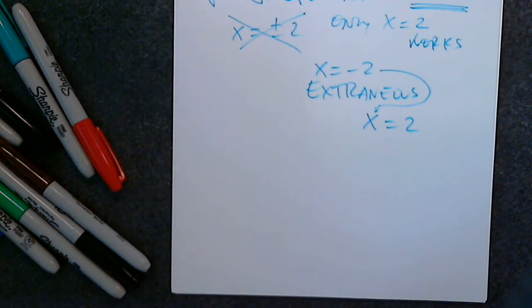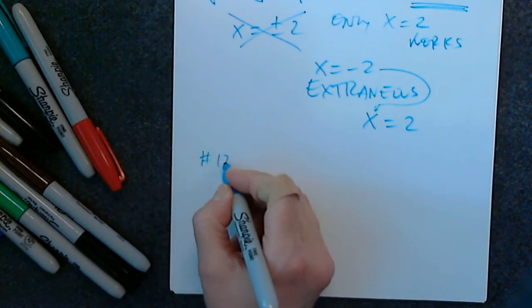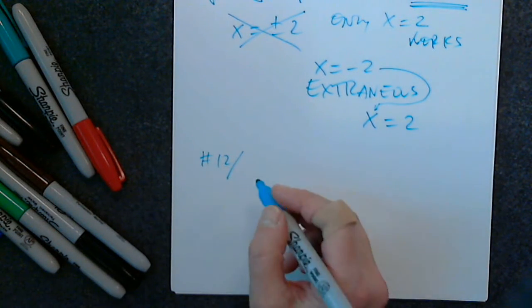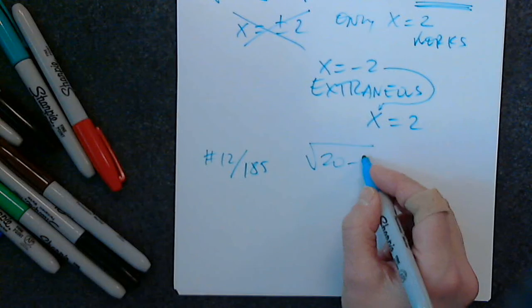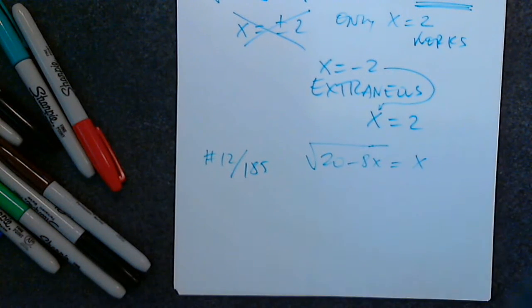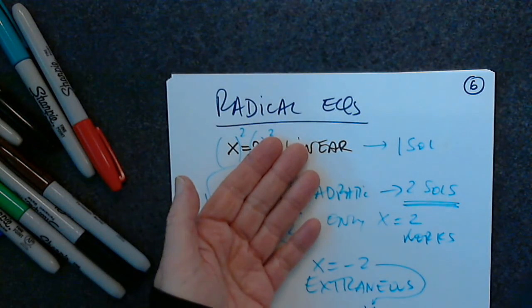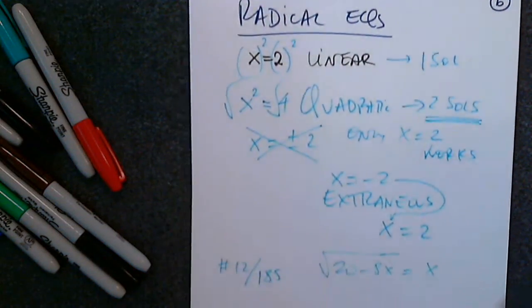So here's our first example. Number 12 on the same page, which was 185. So we have the square root of 20 minus x equals x. Now this is a different story. I'm going to ask you what type of equation it is, and you will not say linear, because it's not linear, but what is it? Quadratic. It cannot be quadratic if it has a square root on x. Right? So what type of equation is it? Radical. But very good. Okay.